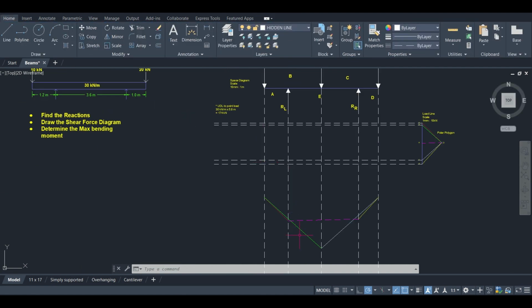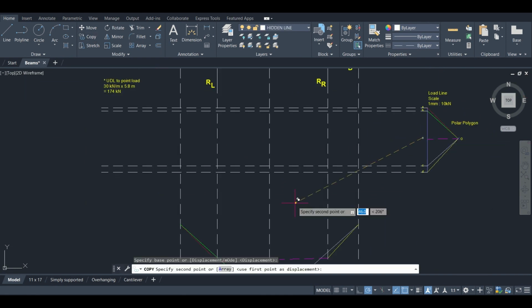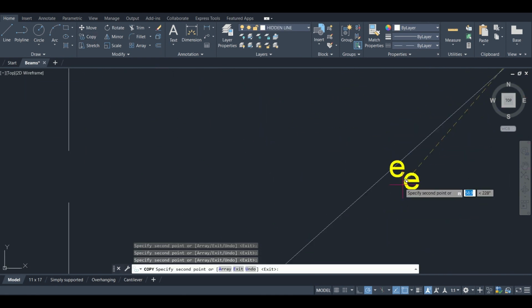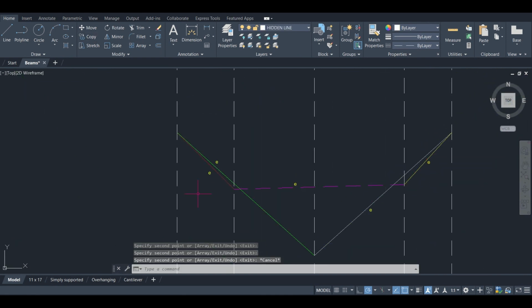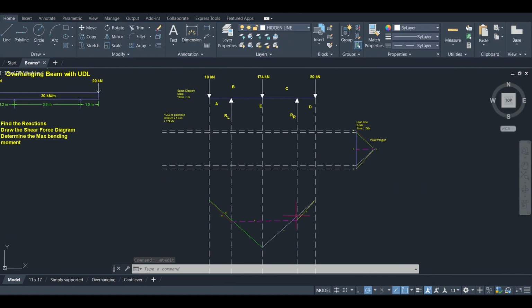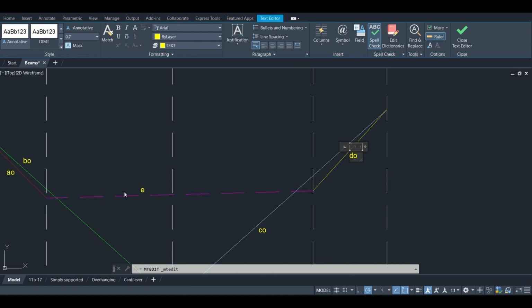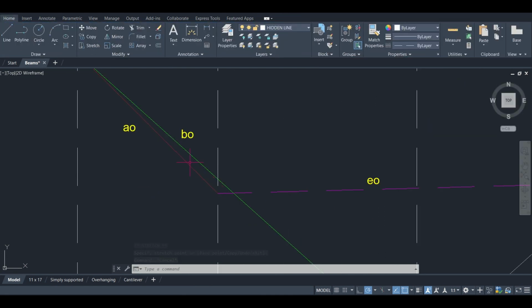I'm just going to do some labeling for my link polygon, and then we'll be right back. You can also opt to put arrows on your link polygon. That is a choice that you can make.